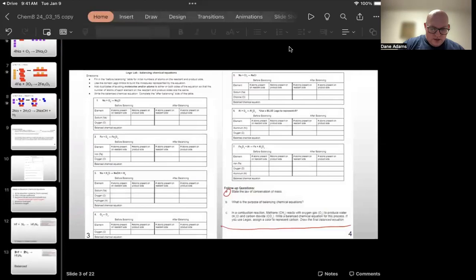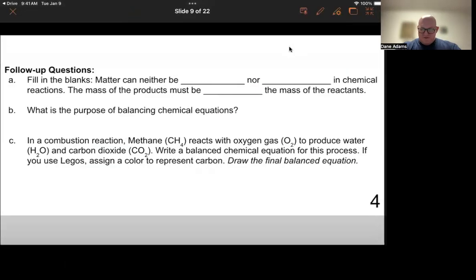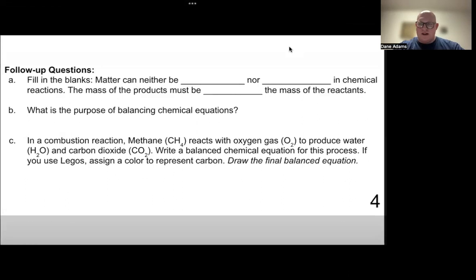Okay, let's take a look at the post-lab questions. Yeah, see, I have fill in the blanks now, so I hope this matches what you have. But it says, fill in the blanks. Matter can neither be blank nor blank in chemical reactions. The words we like are matter can neither be created nor destroyed. In chemical reactions, the mass of the products must be equal to the mass of the reactants.